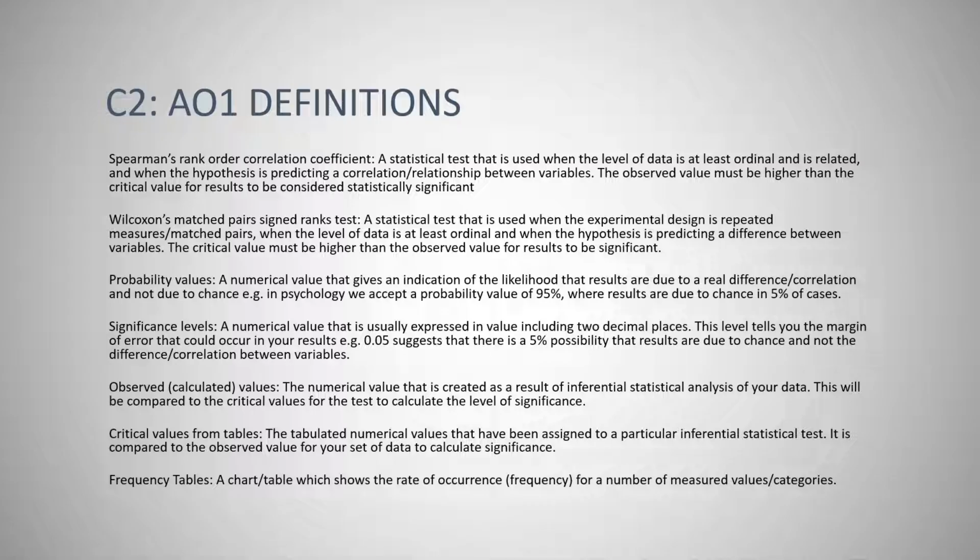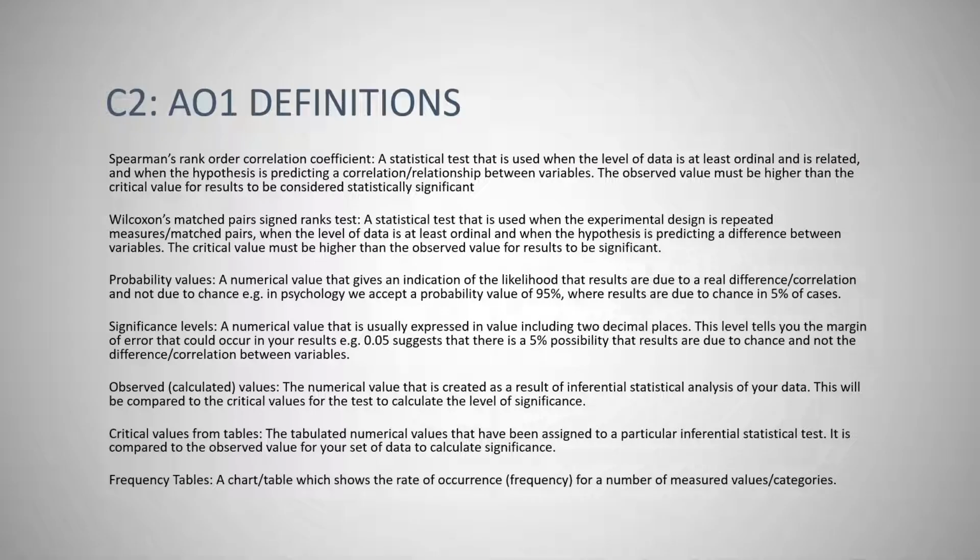The Wilcoxon's matched pairs signed ranks test is a statistical test that is used when the experimental design is repeated measures or matched pairs, when the level of data is at least ordinal, and when the hypothesis is predicting a difference between variables. The critical value must be higher than the observed value for results to be significant, statistically significant, I should say.